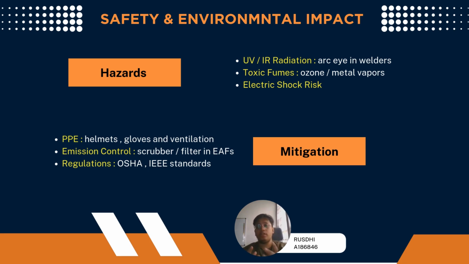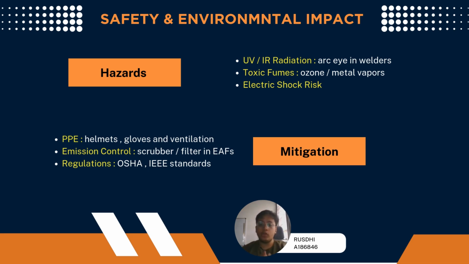Next, let's discuss the safety and environmental impact of arc heating, which is a crucial consideration, especially in the industrial environment. So there are several hazards associated with arc heating. UV and IR radiation from the arc can cause arc eye or welder's flash, which is a painful condition resulting from unprotected exposure. The process also generates toxic fumes such as ozone or metallic vapors, which pose serious respiratory risk if inhaled. Additionally, there is always an electric shock risk due to the high current involved.